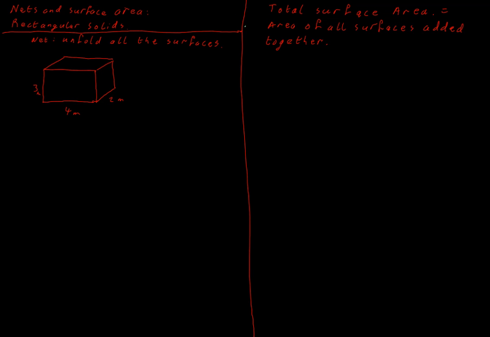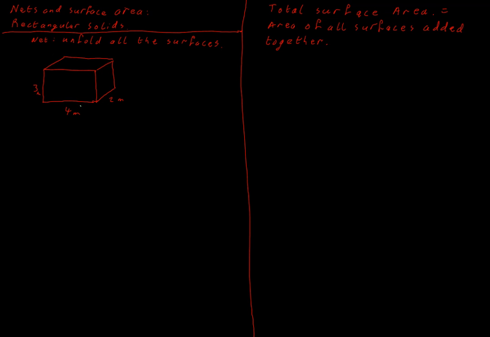Hello. Today we are going to look at nets of shapes, which just means the surfaces of shapes, and the total surface area, or the area of all of the surfaces of a shape added together. And we're going to focus on rectangular solids. So effectively rectangular boxes, like if we had a product in a box, it would usually be a rectangular box.